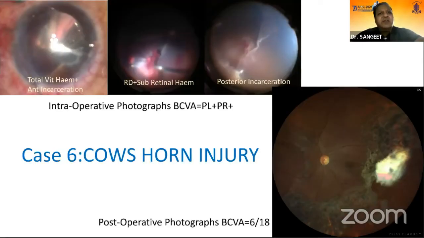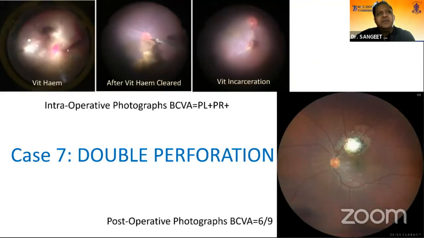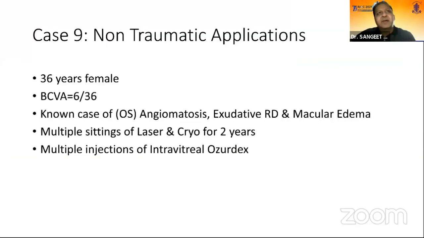Another patient, with the cow's horn injury, had a total vitreous hemorrhage with anterior incarceration and a posterior incarceration. In this patient too, we did a chorioretinectomy at the incarceration site posteriorly, and the patient recovered a good vision of 6/18. Though this patient had 1 recurrence, we were able to ultimately recover good vision. Another patient of a double perforation with the post-operative vision of 6/9 and no recurrence.